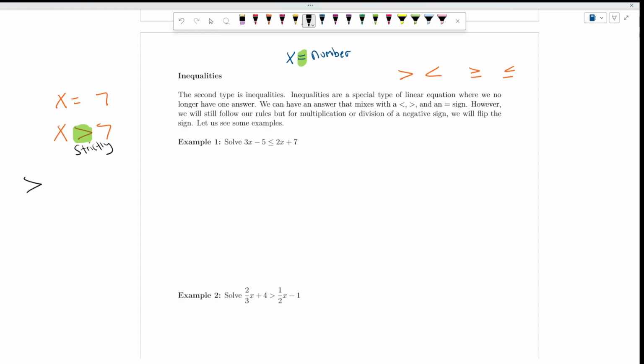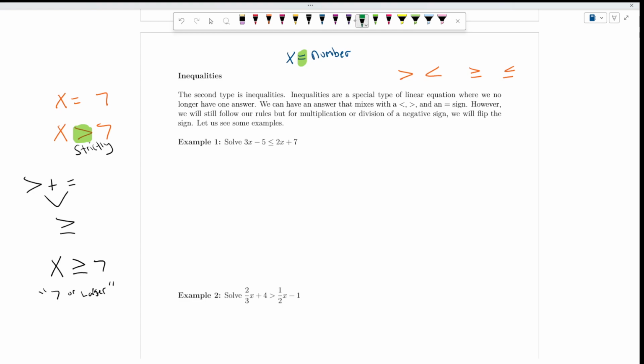So this is where they take the inequality plus an equal sign and they kind of mash it together and they create a greater than or equal to, which transforms into x is greater than or equal to 7, which means 7 or larger. Sound cool?